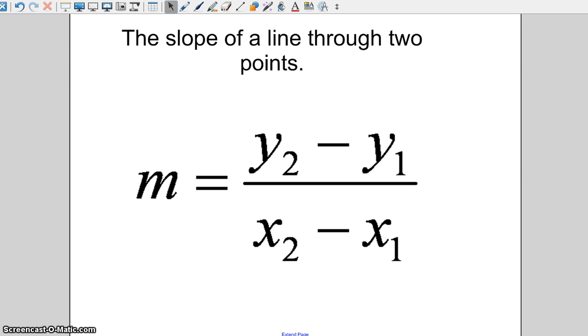The slope of a line through 2 points is found by subtracting the difference of the y's and dividing it by the difference of the x's. This is a formula that you absolutely have to know for all the quizzes and the tests in this chapter.